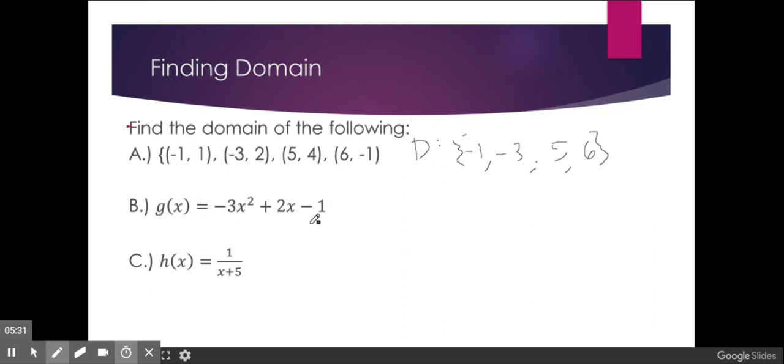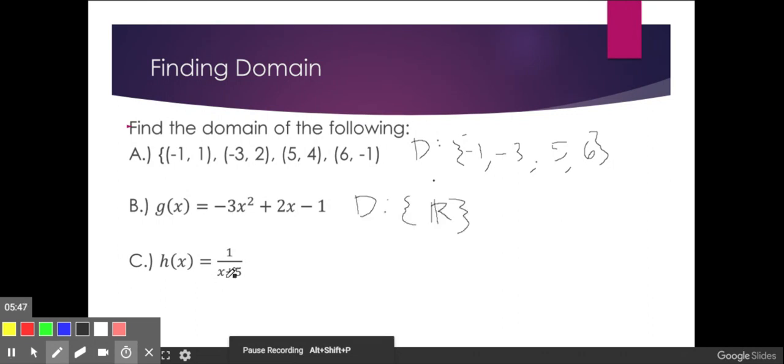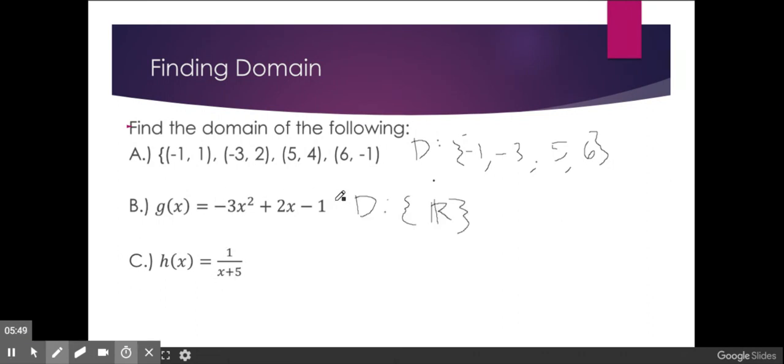For B, now we're looking at this algebraically. We want to check, does it have a square root? Not a square, this is a square as an exponent, but a square root. This does not have a square root. It also does not have a fraction. Because of those two things, our domain is all real numbers, and we can write it like this.